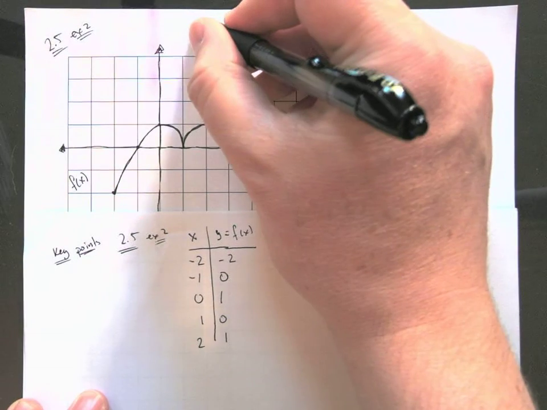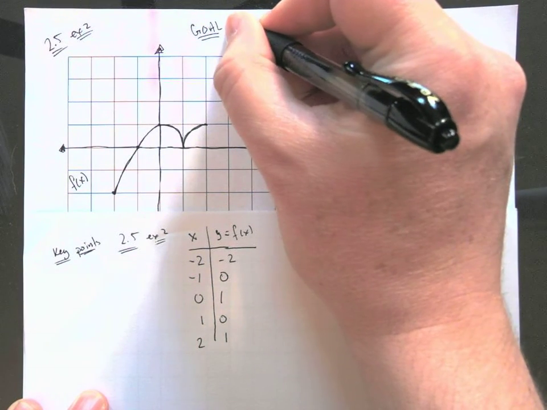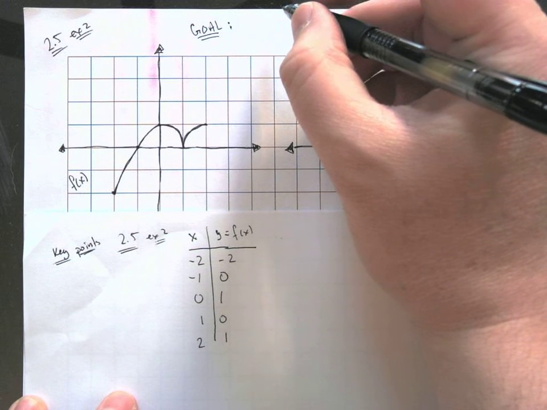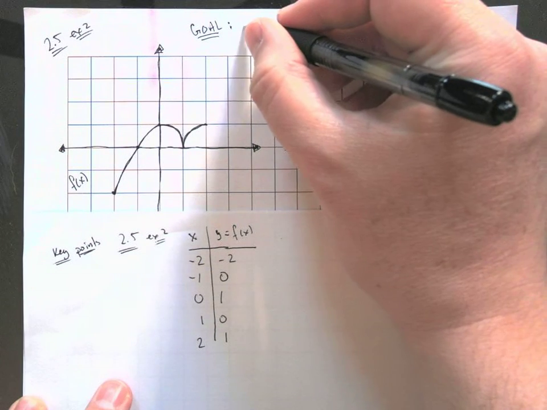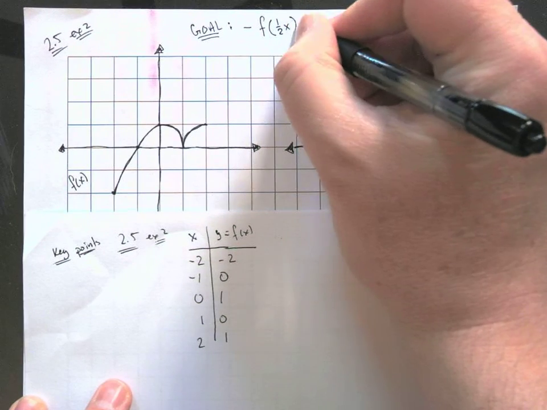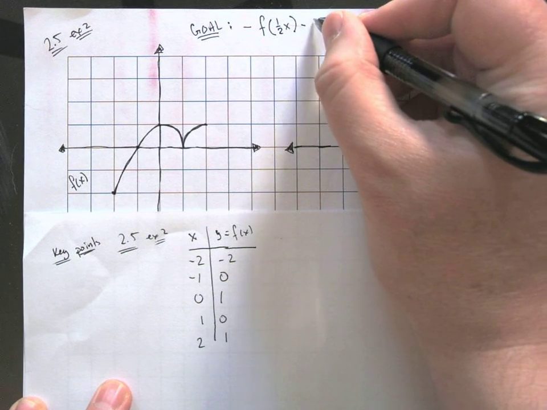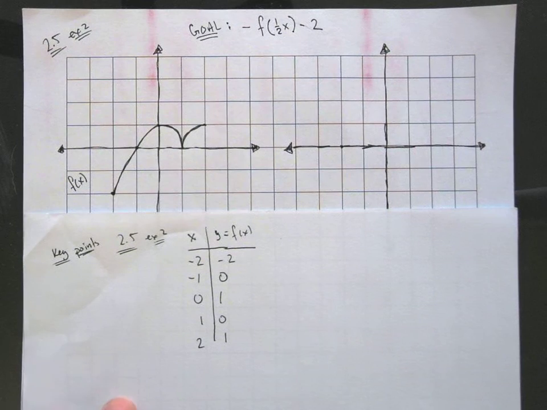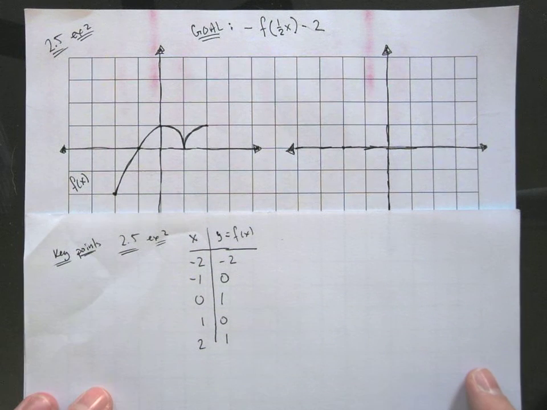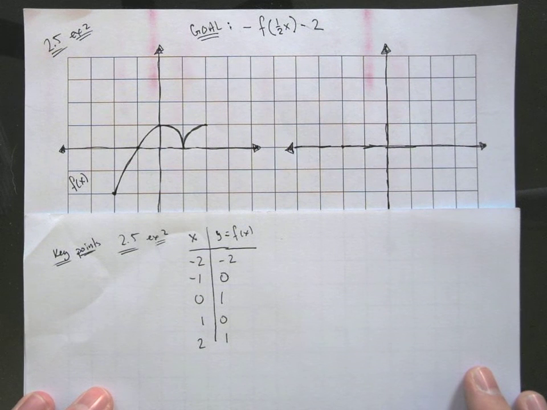Our goal is going to be to graph, what should we do? How about let's do the negative version of f of 1/2 x, and let's subtract 2. So the negative version of 1/2 x, and then the whole thing is -2.